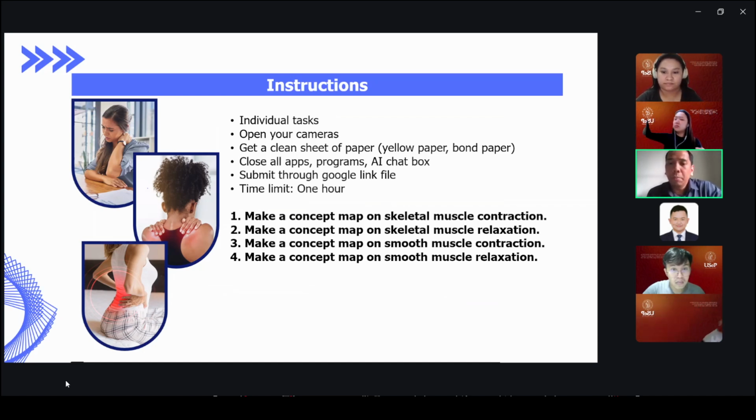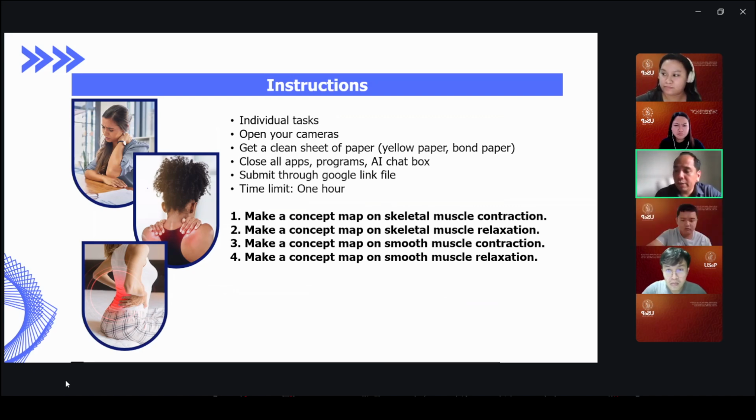So what you will do, make a concept map on skeletal muscle contraction, make a concept map on skeletal muscle relaxation, make a concept map on smooth muscle contraction, and make a concept map on smooth muscle relaxation. So this is already a long overdue quiz, no? Because last week there was no lecture, then yesterday there was no class.